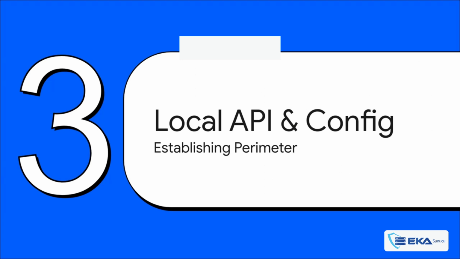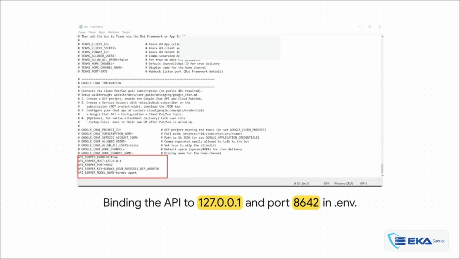Section 3. Local API and environment config. Establishing the perimeter. Okay, the core engine is installed and restricted. Now we need to bind our application strictly to the localhost to establish that security perimeter. When we review the .env configuration file, pay close attention to the specific host and port settings. The API server host is set strictly to 127.0.0.1 on port 8642. This is a non-negotiable security measure. By doing this, we ensure the Hermes API process is never exposed directly to the open internet. Every bit of external traffic is going to be forced to pass through our proxy shield first.